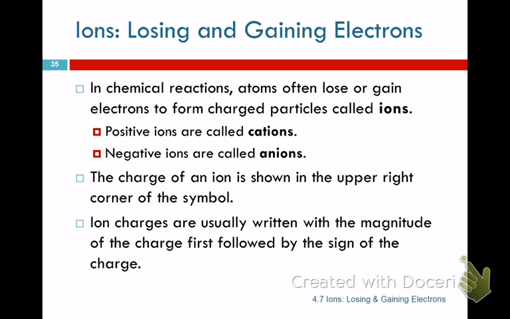If an atom loses electrons, what kind of elements lose electrons? What group, what classification of elements generally lose? Metals lose electrons, right? They become cations. They have a positive charge.